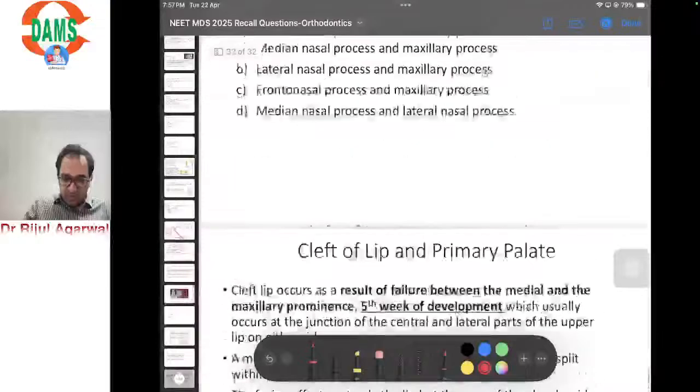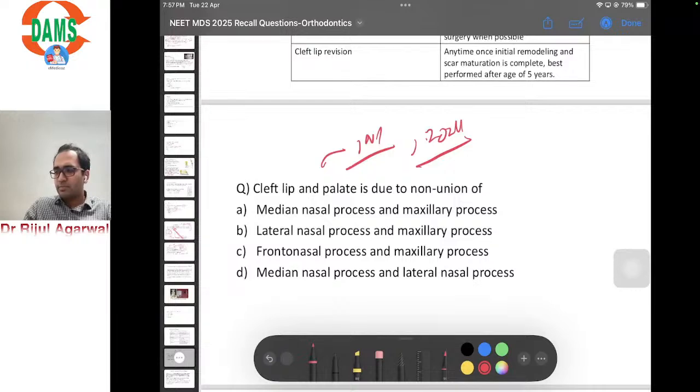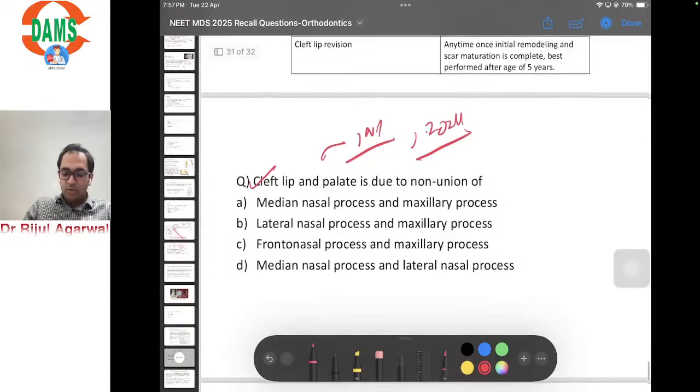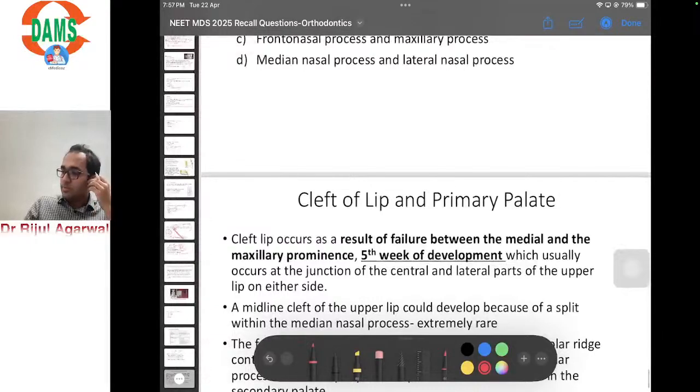Let's complete this last question, which is a repeated question from your past exams. Cleft lip and palate is due to non-fusion of what? This last one came in your INI recently and also in NEET 2024, with different options. Cleft lip and palate is due to the non-fusion of the median nasal process and the maxillary prominence.